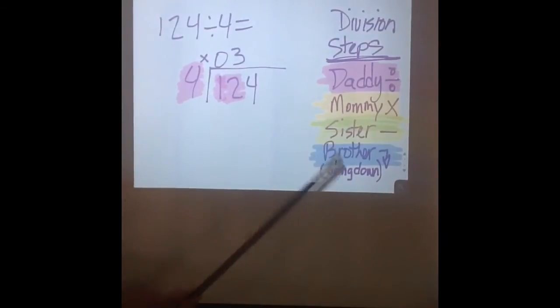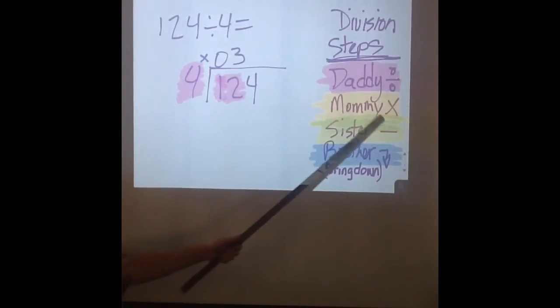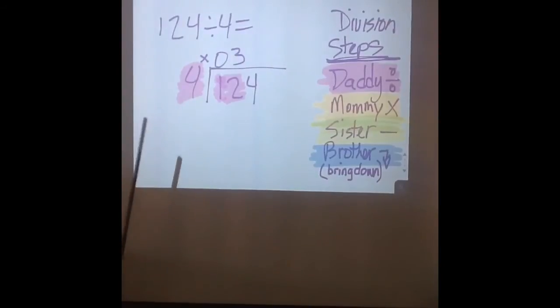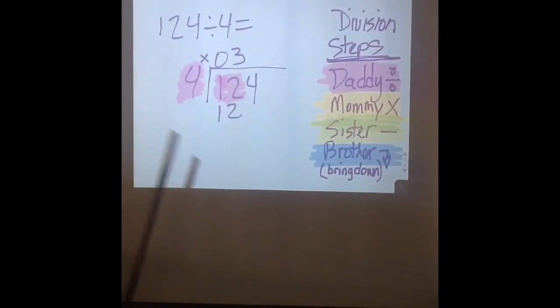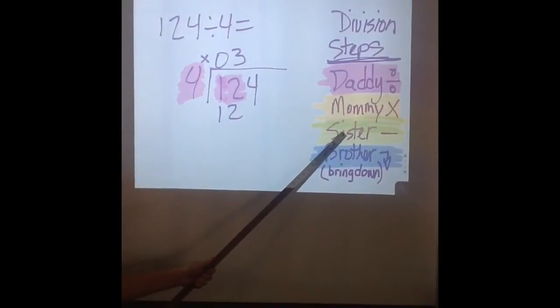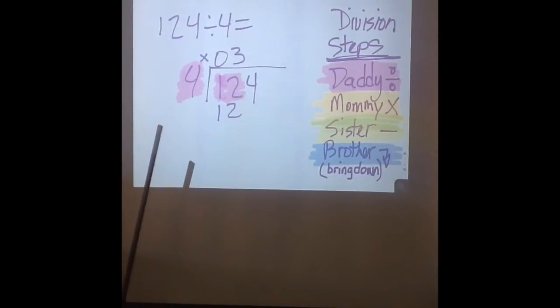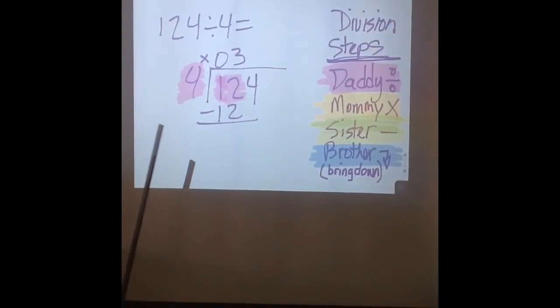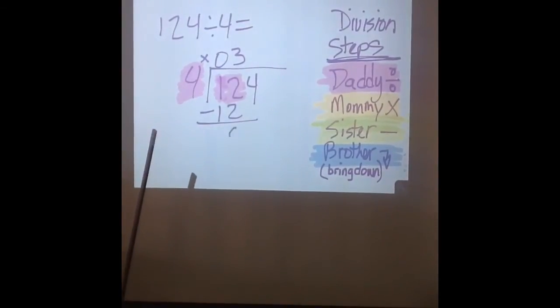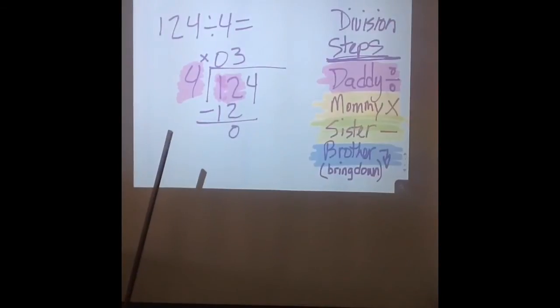So now we're going to go down to what step? Mommy multiply. Everybody, Mommy multiply. 4 times 3 equals 12. Now we're going to do what? Sister subtract. So we're going to put a subtraction sign there. 2 from 2 is 0, 1 from 1 is 0.